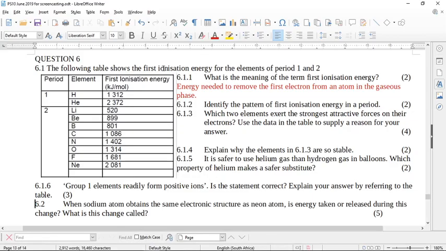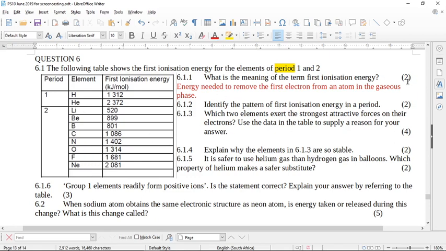Okay, let's look at question 6 from the June 2019 Limpopo question paper. The following table shows the first ionization energy for the elements of period 1 and period 2. Now remember this word period. When you see this word period, it is the horizontal lines across your periodic table. So period 1 is only hydrogen and helium, period 2 is lithium to neon.